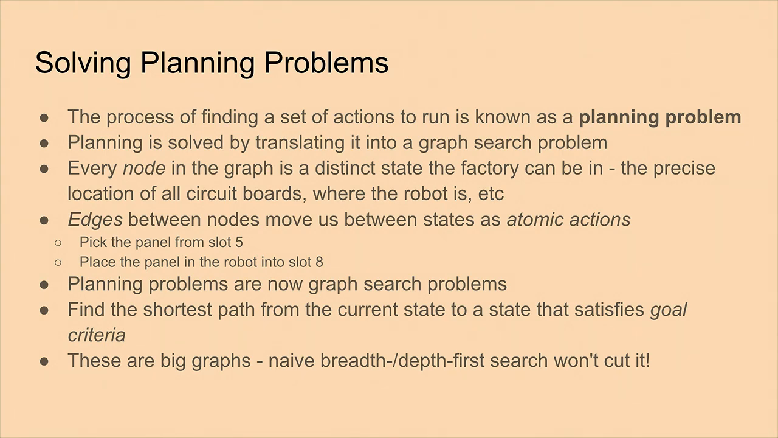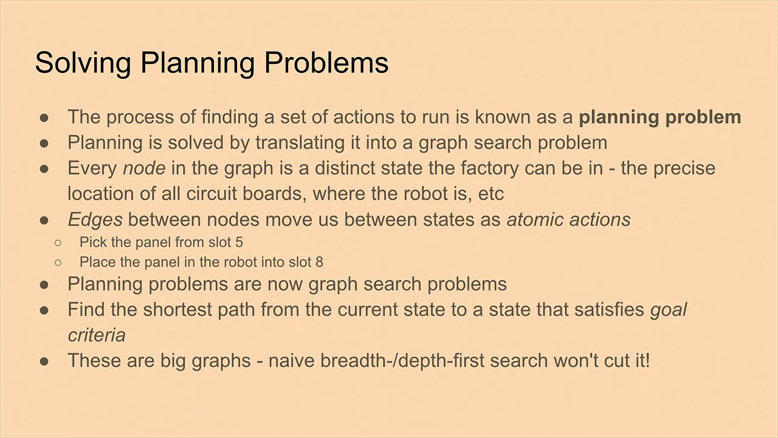In this case, we're going to solve the planning problem by translating it into a graph search problem. So that's an even richer domain where we happen to know how to solve graph search problems. There's a lot of algorithms we can take there. And in this case, every node in our graph is going to be a distinct state that the factory could be in at any point in time.